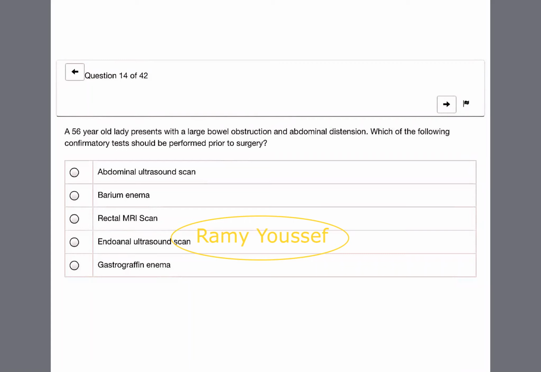MRI. No. If there is inguinal multiplicity with ultrasound, minimal contrast, it will be the most suitable. Okay, no, he will not push you to more sophisticated investigation. Yes, gastrography enema is the best chance. Any large bowel obstruction, the easiest way to do.